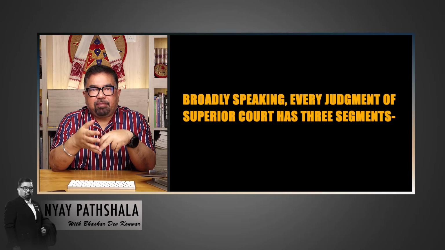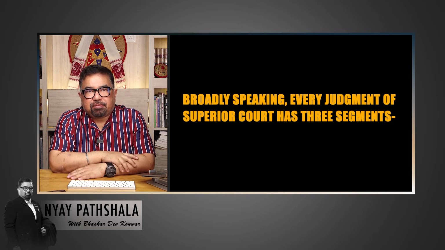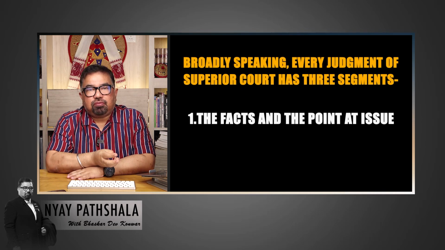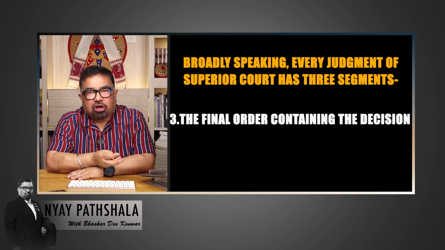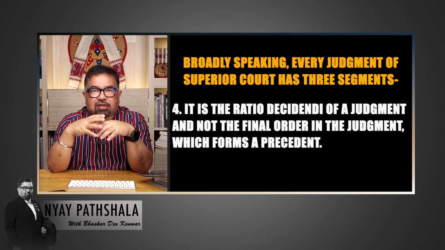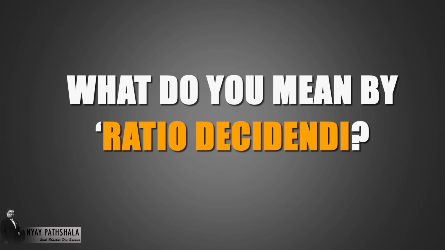So let us understand what the judgment of a court consists of. Broadly speaking, every judgment of a superior court has three segments. Namely, number one, the facts and the point at issue; number two, the reasons for the decision; number three, the final order containing the decision. And it is the ratio decidendi of a judgment, and not the final order in the judgment, which forms a precedent. So we need to first understand what we mean by ratio decidendi.